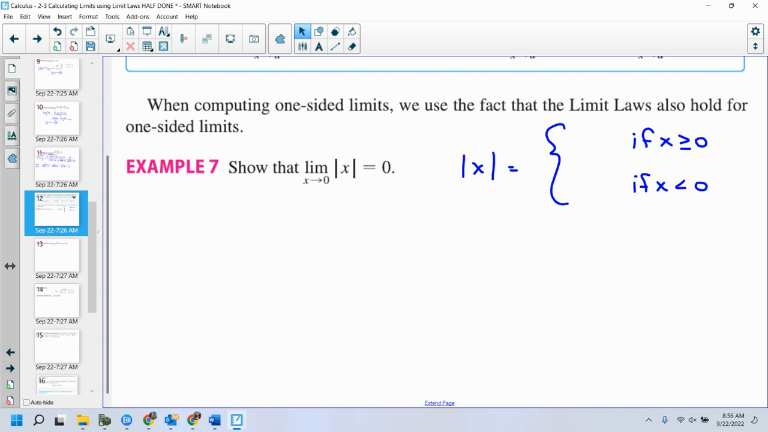Like if I put in 2, what's the output? 2. If I put in 3, what's the output? 3. So if I plug in x, what's the output? x. So if x is greater than or equal to 0, then the output is just the same thing. If x is less than 0, if I plug in -1 into the absolute value, what happens? +1. If I plug in -2, what happens? +2. So we can say that this is -x if x is less than 0.